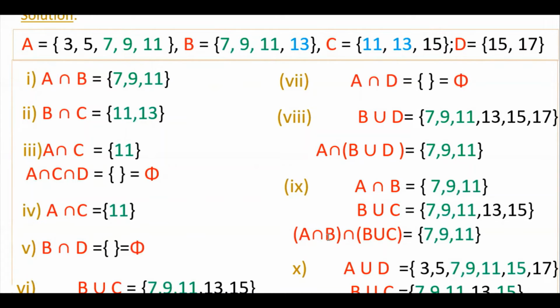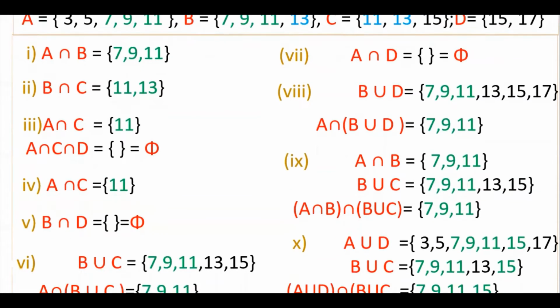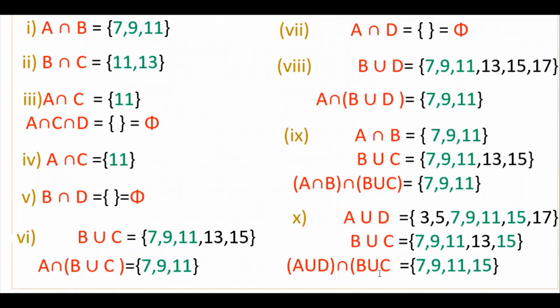Next one, you have to find (A intersection B) union C. So first find A intersection B. Here A intersection B is 7, 9, 11, and C, write all the elements here. Then you have to check these two sets. Common elements are 7, 9, 11. Next you have to find (A union D) intersection (B union C). So first find A union D, then B union C, then intersect them. That is 7, 9, 11, 15. So you have to find like this.